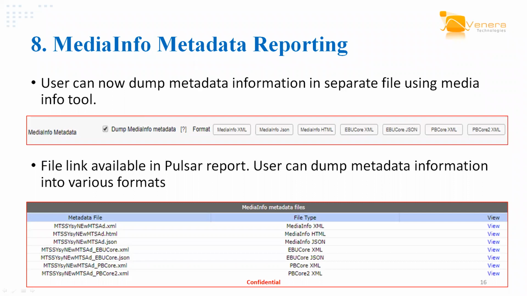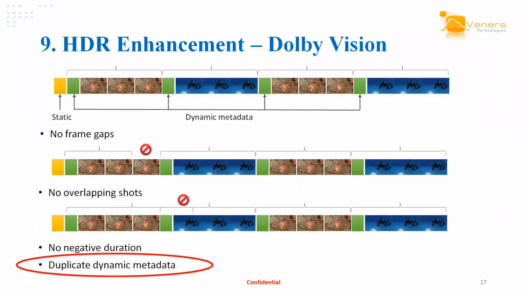The next feature is our enhancements to HDR for Dolby Vision. Just a very, very quick tutorial about HDR. As you know, for Dolby Vision, there are two sets of metadata in the file: the static metadata, which is at the beginning of the file, and the dynamic metadata, which is essentially metadata available before each shot. So each shot has its own metadata. The dynamic metadata is in green, and the yellow or orange one is the static metadata.